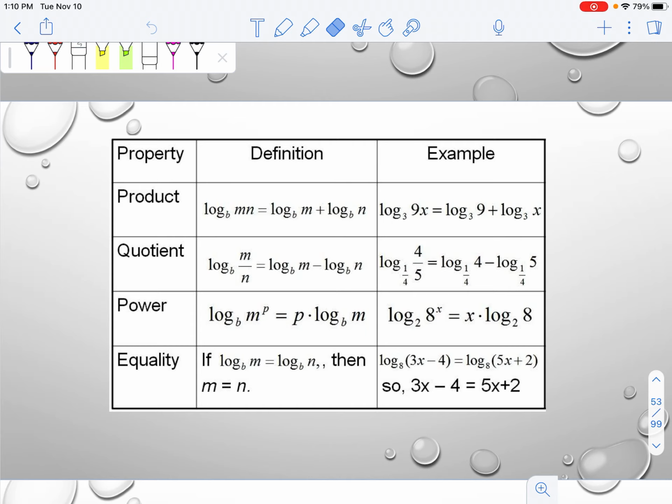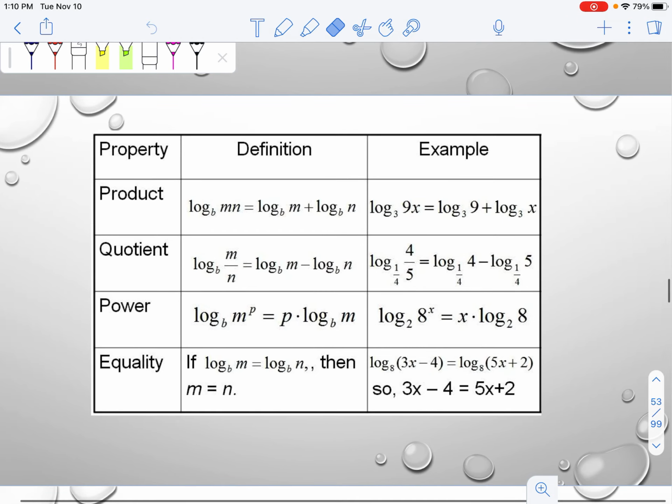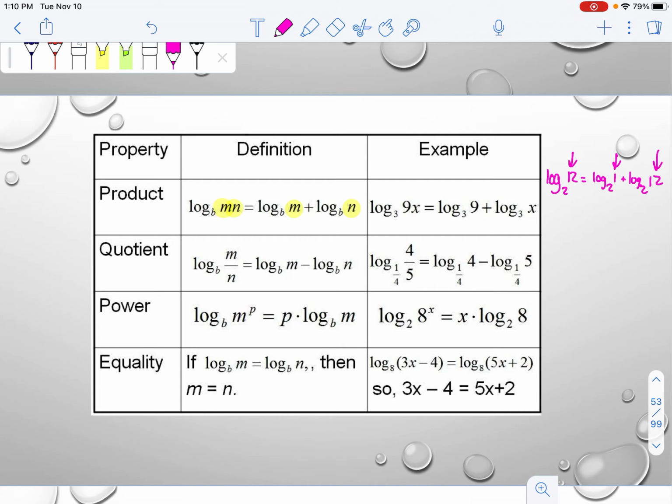A lot of times people compare the properties of logs to the laws of exponents, because you're kind of doing the same thing. The product property here: when we see multiplication, we can add these numbers. So when we have the log of m times n, we're doing log base b of m plus log base b of n. Another example of that, if I have, I'm just going to make up a base, log base 2 of 12, that would be the same as log base 2 of 1 plus log base 2 of 12, because 1 times 12 equals 12.